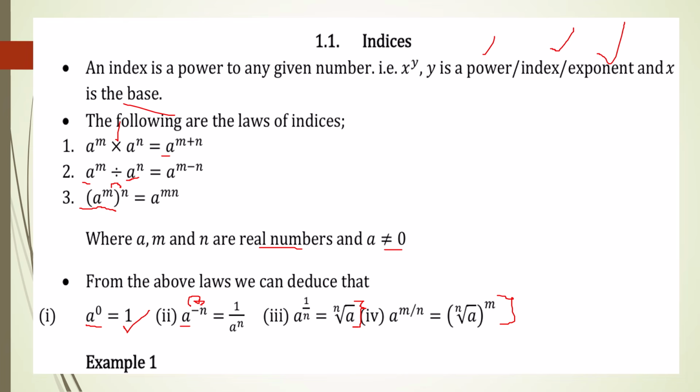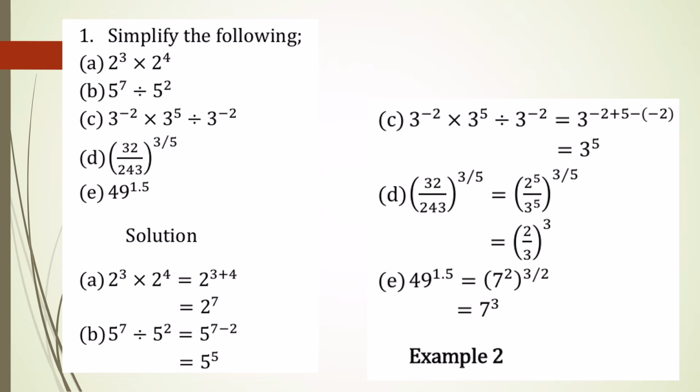Now let's look at example 1. In this example, we are going to simplify the following indices. If you have 2^3 multiplying 2^4, you see we have the same bases but different powers, and to solve that, we unify the base and then we just add the powers. So 2^3 times 2^4 is the same as unifying the base, which is 2, and then you add the powers, which is 3 plus 4. So you end up with 2^7.